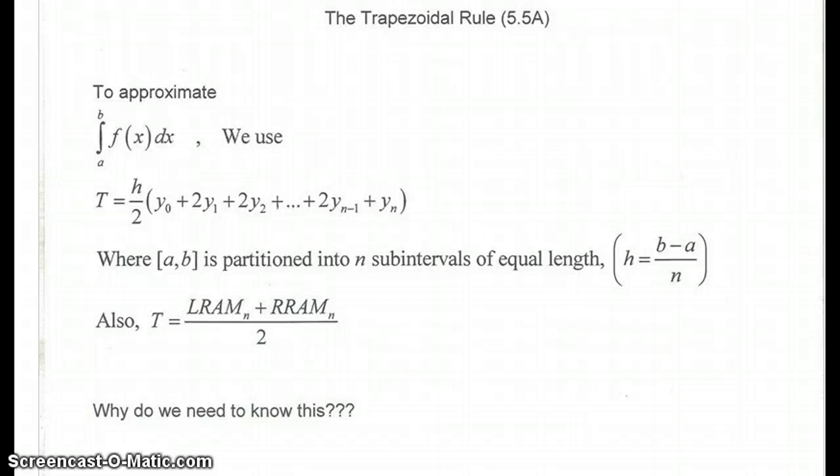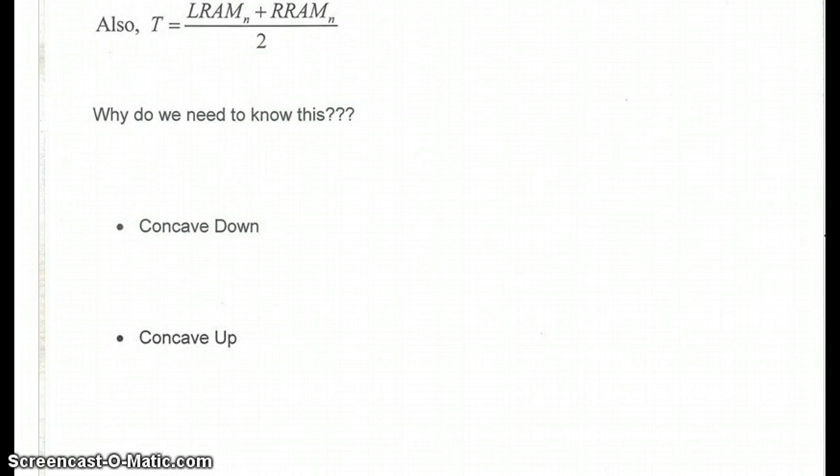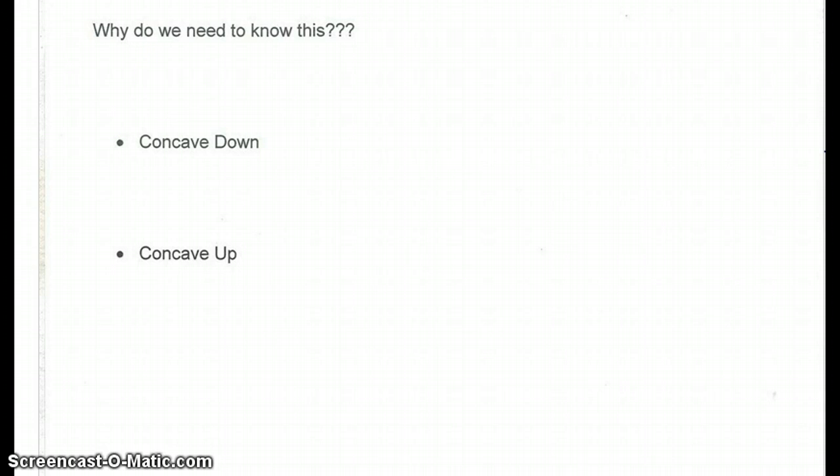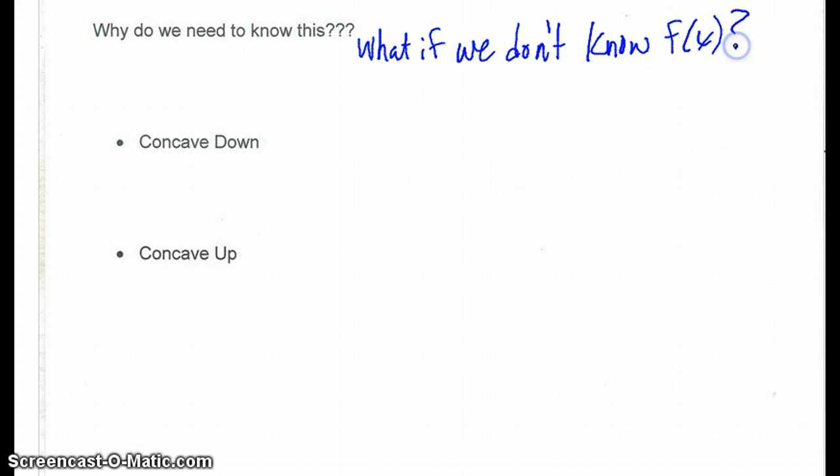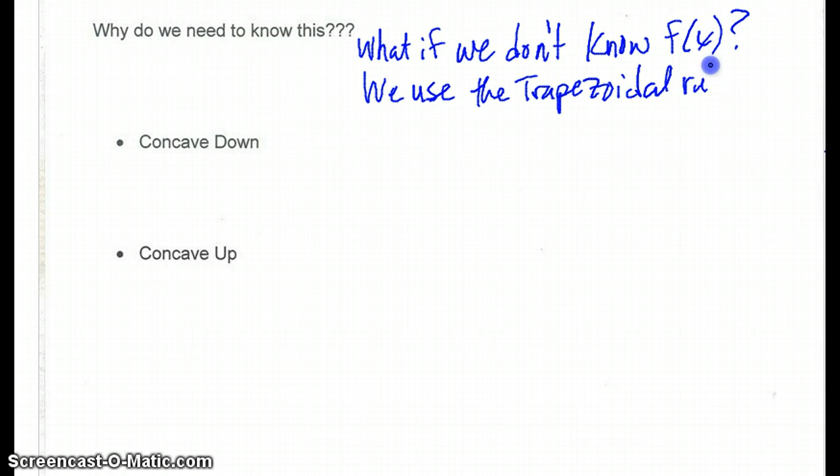Why do we need to know this? What if we do not know f of x? We use the trapezoidal rule when we are given just data points.